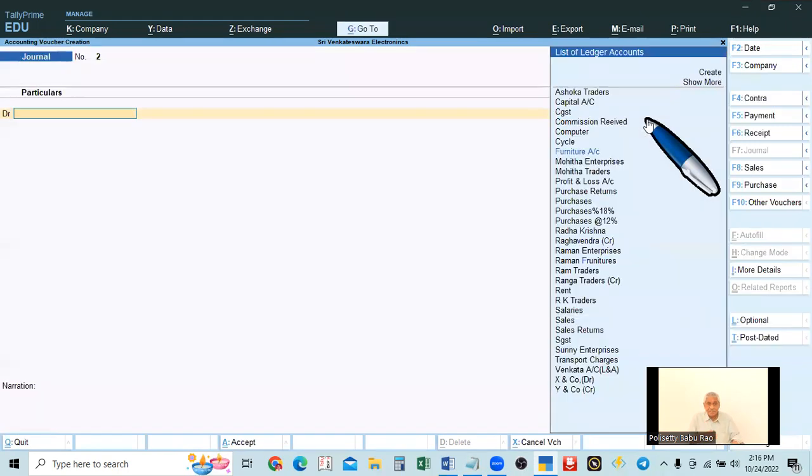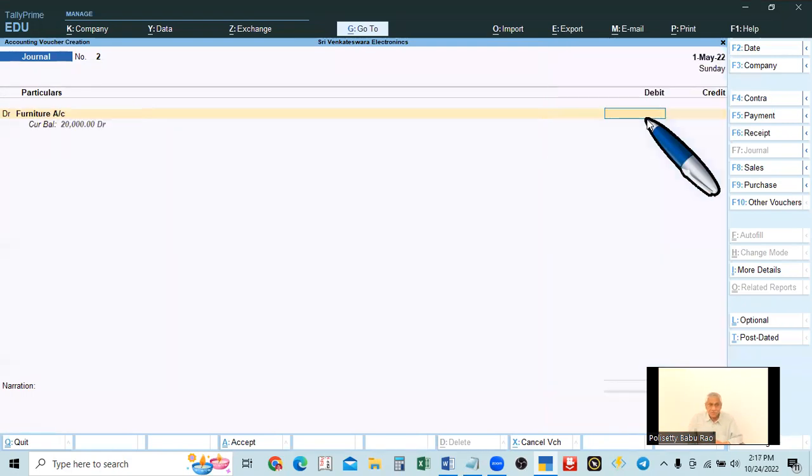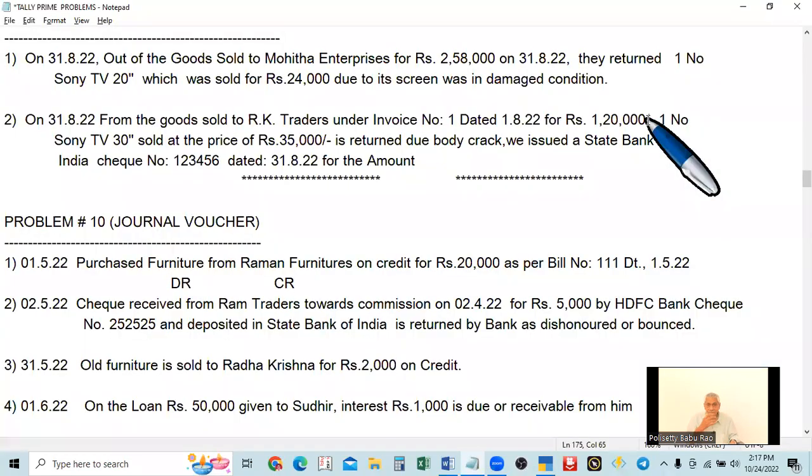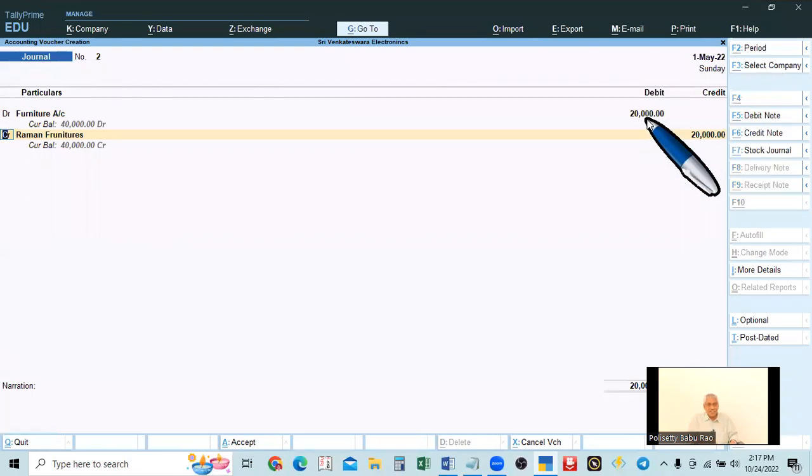But if it is already available and you create it now, it will show the name already exists. Select another name. So it is already existing. So here, if you type F, you will see furniture account. So furniture account, what is the amount? 20,000. Furniture account debit, automatically goes to credit.